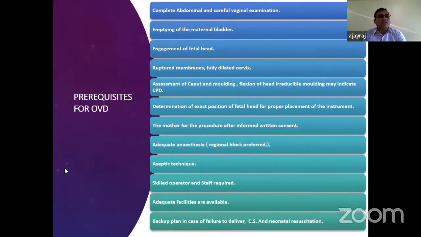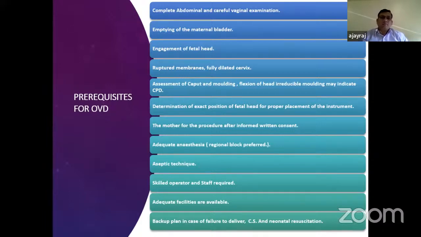Complete abdominal and careful vaginal examination. That is the dilatation of the cervix, then effacement of the cervix, then the position of the vertex, the rotation, and the station. Whether the membranes are present or ruptured, that is also important. Emptying of the maternal bladder. If the maternal bladder is not empty, then it may be harmful for the bladder and it may cause bladder injury, or it may lead to various kinds of fistula, that is vesicovaginal fistula.